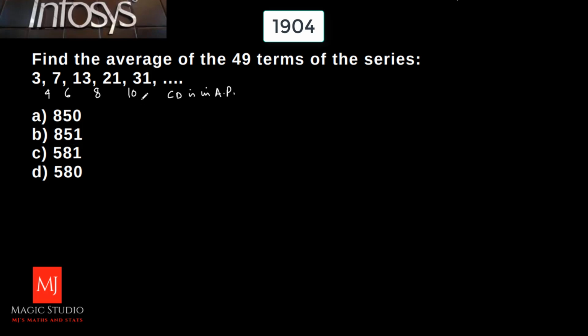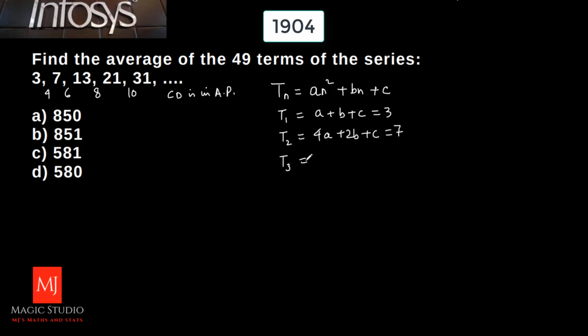So now we have a drill for this. If the common difference of a series is in AP, the nth term of these kinds of series is given by an square plus bn plus c. And we can quickly find the values of a, b, c just by putting values 1, 2 and 3. If I put n equals 1, I get a plus b plus c equals the first term, that is 3. If I put n equals 2, it is 4a plus 2b plus c equals 7. And when I put n equals 3, it is 9a plus 3b plus c equals the third term, that is 13.